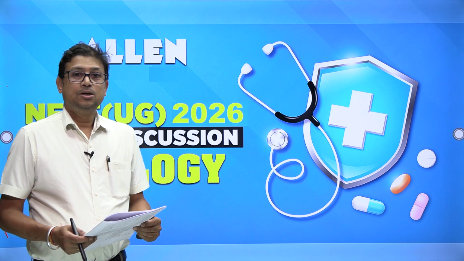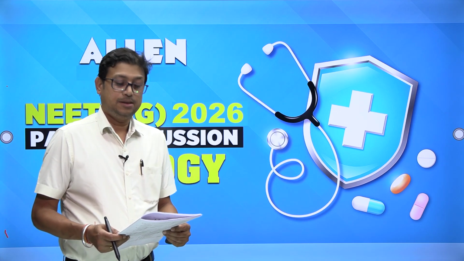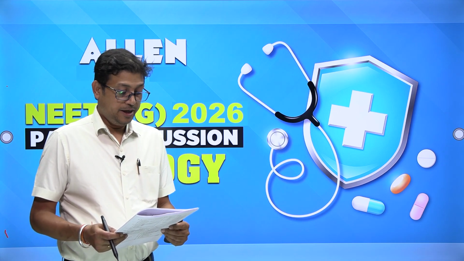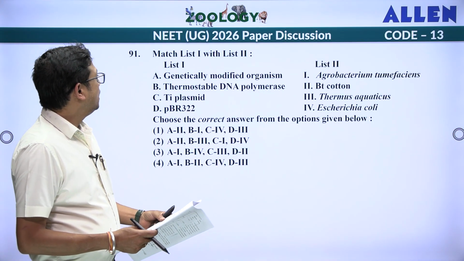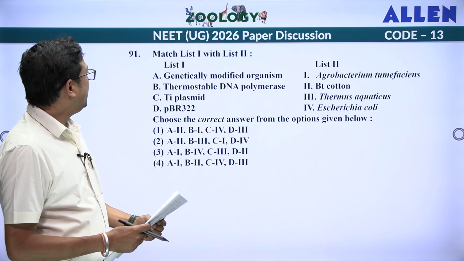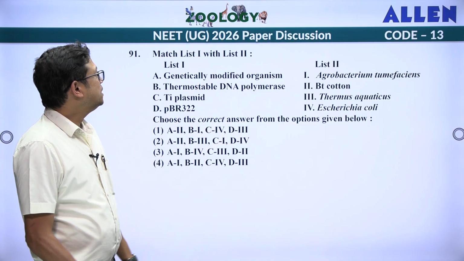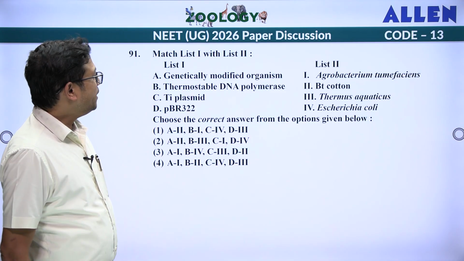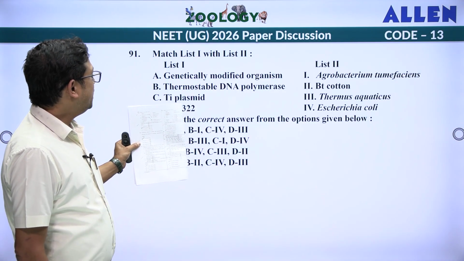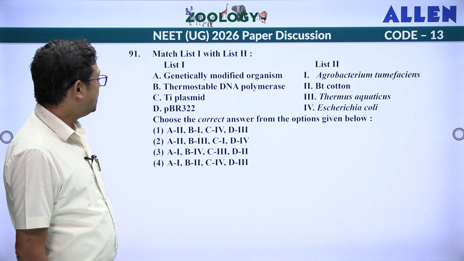Hello students, so I am going to discuss today's zoology paper of NEET 2026. So, here question number 91, match the list with list 2. So, list 1, genetically modified organism, thermostable DNA polymerase, TI plasmid and PBR 322.